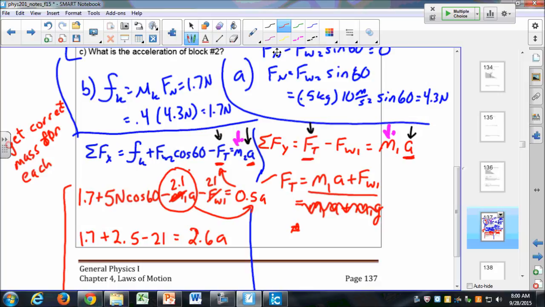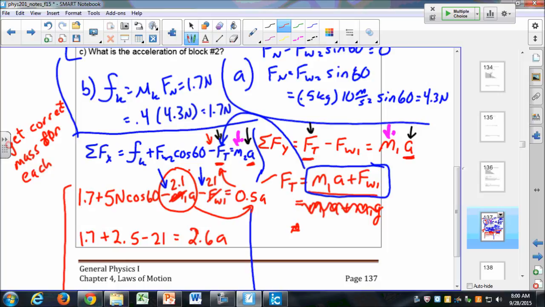Why did I subtract? Right here and right here. Right. So I substituted this. She asked, why did I subtract that? I substituted this in for Ft, but notice that Ft was negative there. So both of those terms became minus M1A minus Fw1.